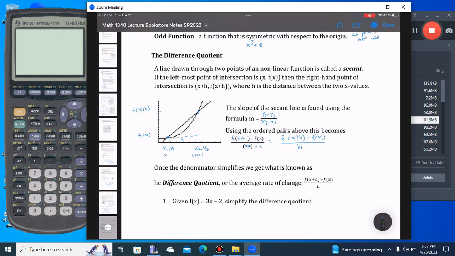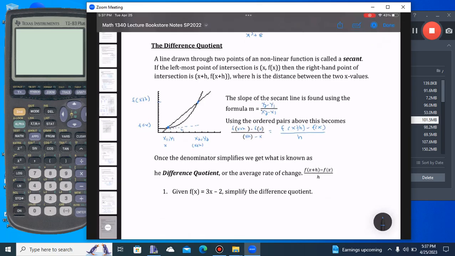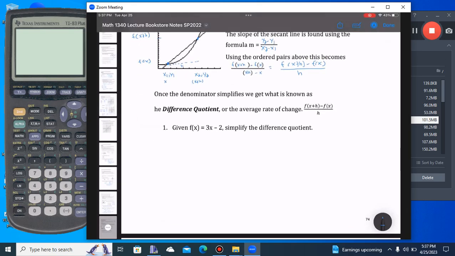Now, the main point of doing this is to get h out of the denominator. The reason why is that eventually, when you get into calculus, you let h go to 0, and you can't divide by 0. So we need h to be gone from the denominator, so that when we make h 0, we don't divide by 0.